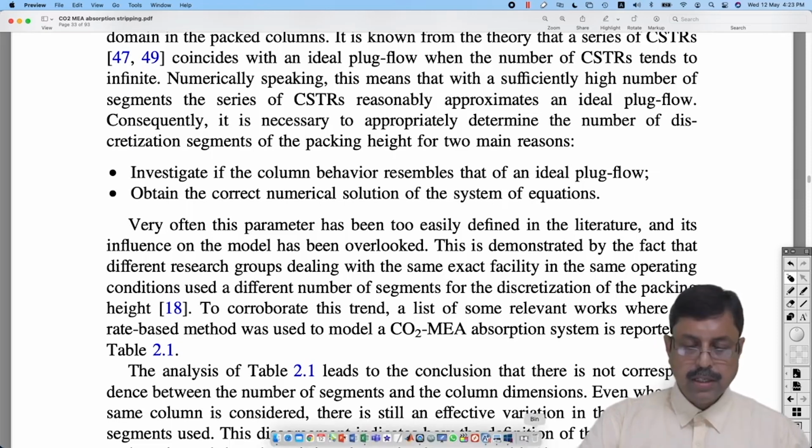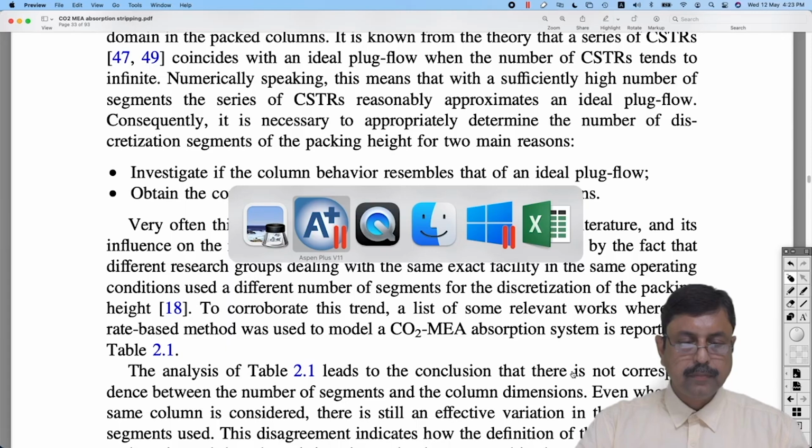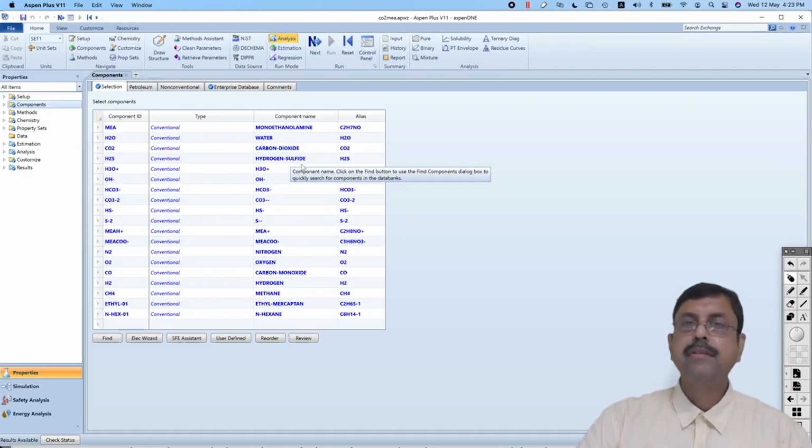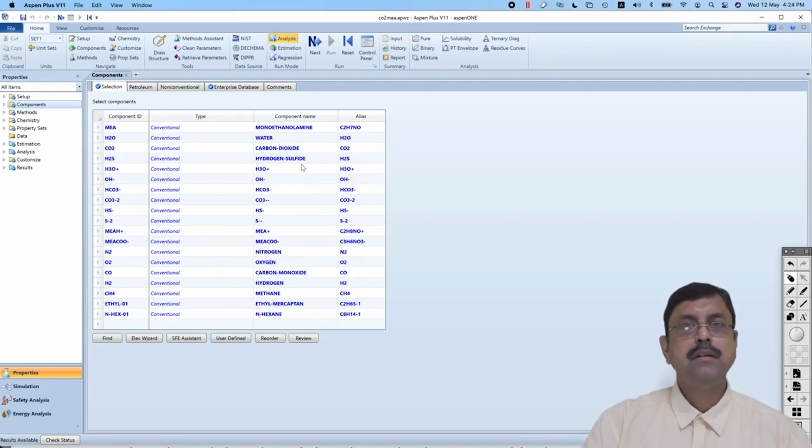Let me go to the simulation window first. Yeah, so this is the simulation window. Now you have all the components selected, that is monoethanolamine, water, carbon dioxide, hydrogen sulfide. Now you may ask me why hydrogen sulfide, because hydrogen sulfide may be present in flue gas as an impurity. Obviously not in large quantity, small quantity maybe.